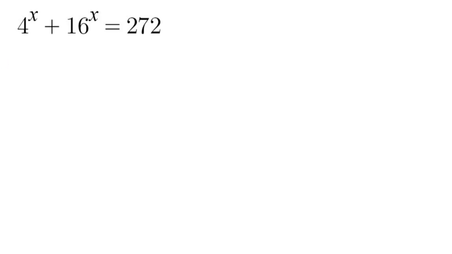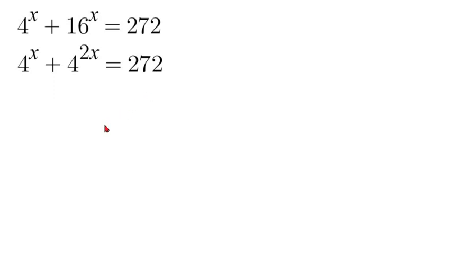In this video we're solving for 4 to the power of x plus 16 to the power of x is equal to 272. First thing we're going to do is rewrite 16 so that it has a base of 4. So 16 can be rewritten as 4 squared. So I have 4 to the power of x plus 4 to the power of 2x is equal to 272.